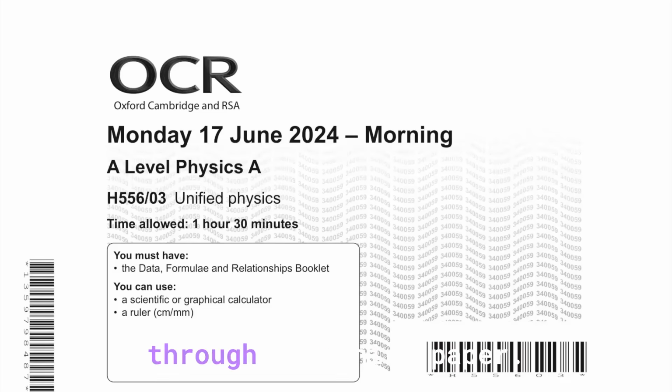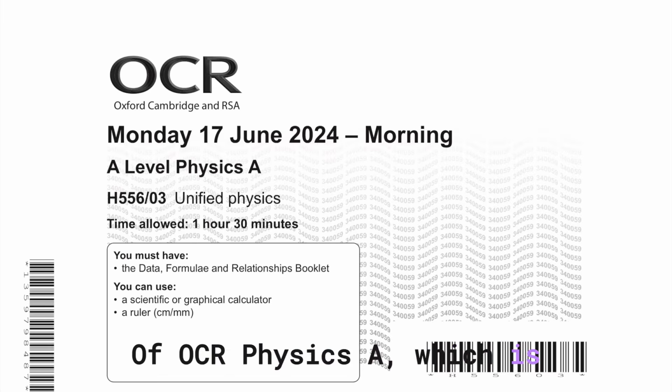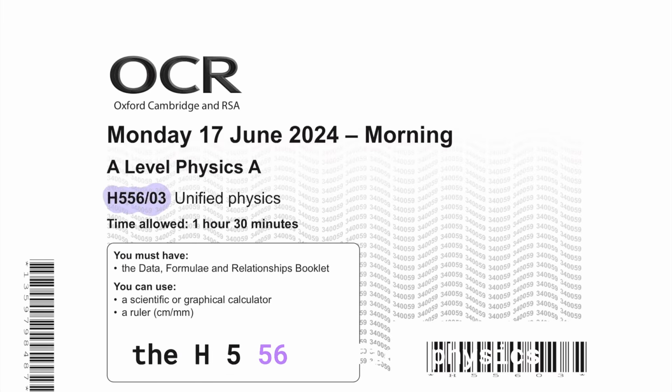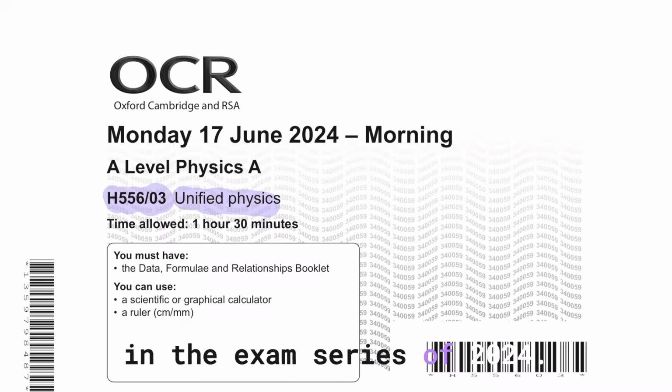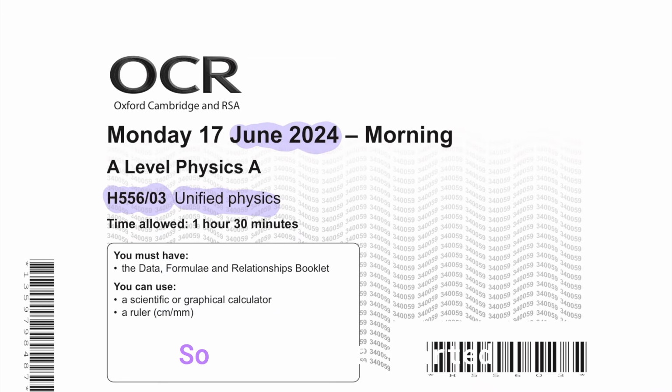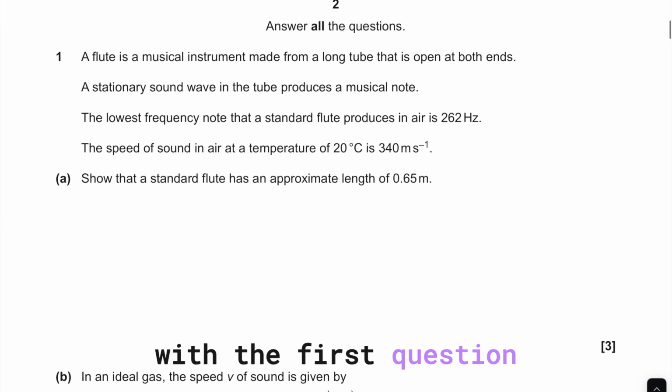I'll be walking you through the third paper of OCR Physics A, which is the H556 Unified Physics in the exam series of 2024. So let's get started with the first question.